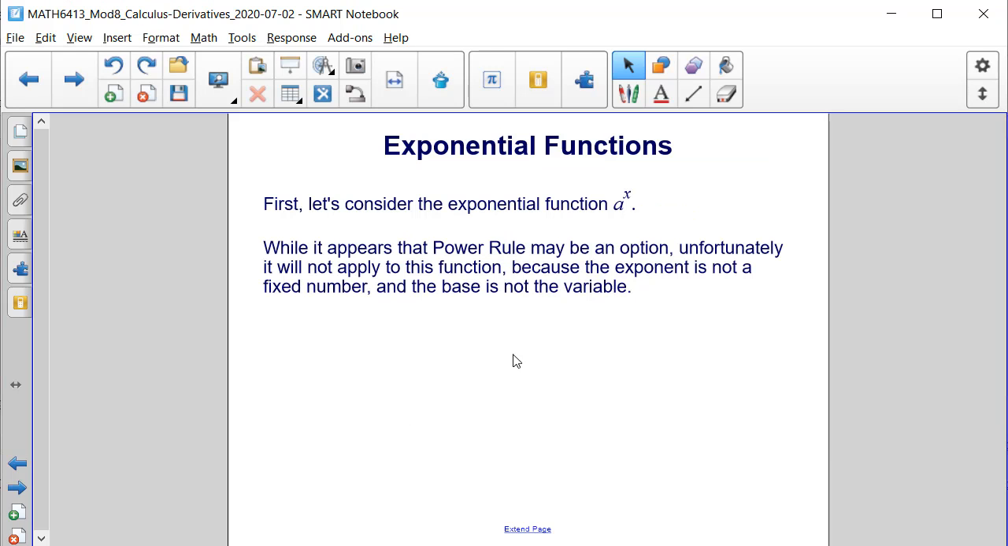First, let's consider the exponential function a to the x. While it appears that the power rule could be an option for us to use for differentiation, unfortunately, it's not going to apply with this function because the exponent is not a fixed number and the base is not a variable. It's actually the opposite. The number is the base and the variable is the exponent. So let's see what we need to do when we encounter these functions further.